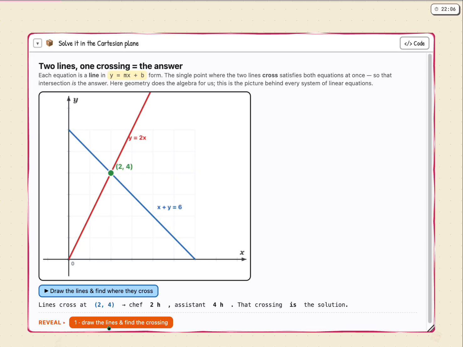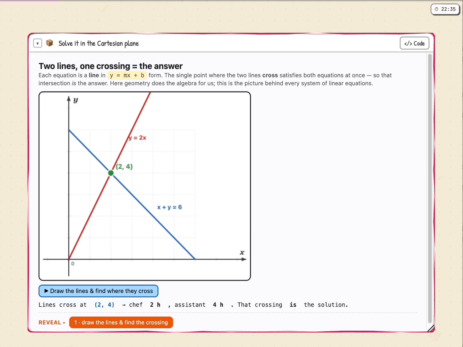Our second equation, y equals 2x, is a line through the origin climbing steeply upward. For every step right, it goes 2 steps up. Watch that one draw too. Now look at where the two lines cross. That single point at x equals 2, y equals 4 is the only place that sits on both lines at once. And a point on both lines satisfies both equations at once. So that crossing point isn't just a pretty picture, it is the answer.